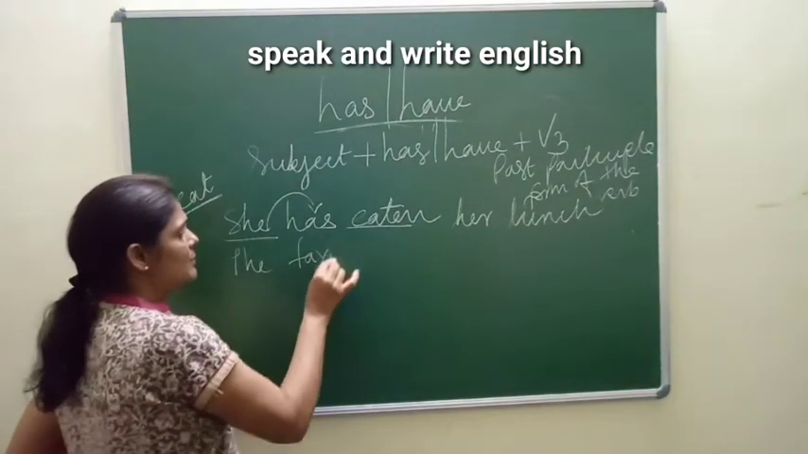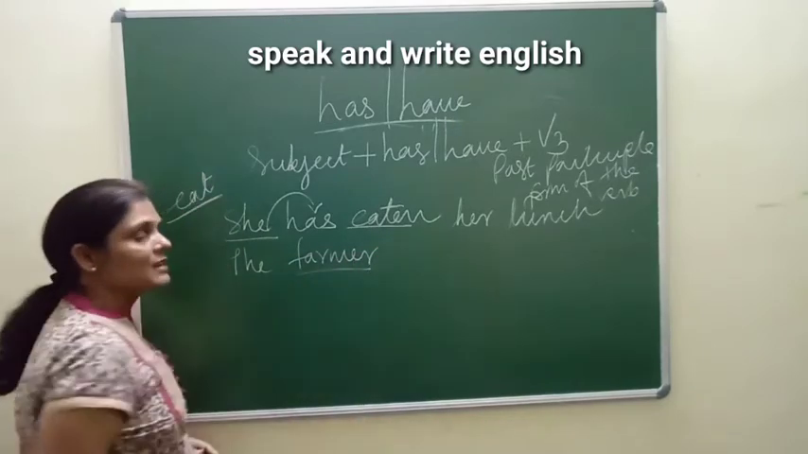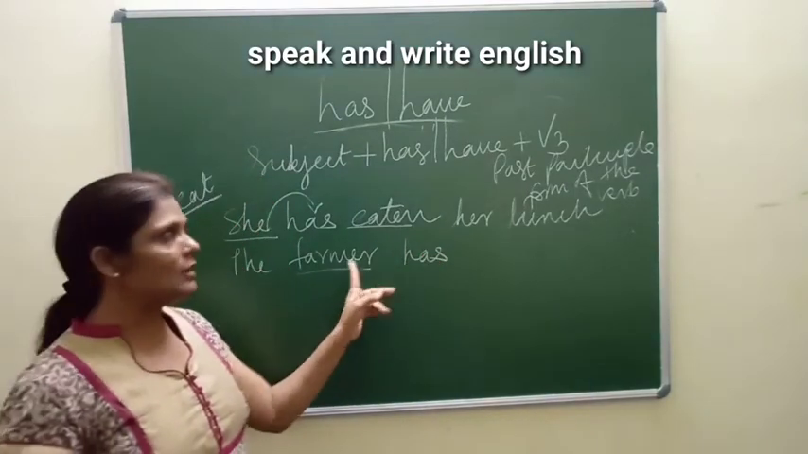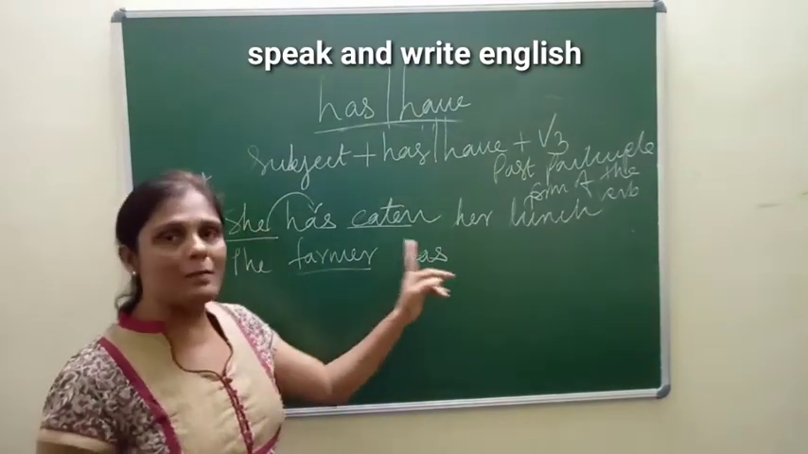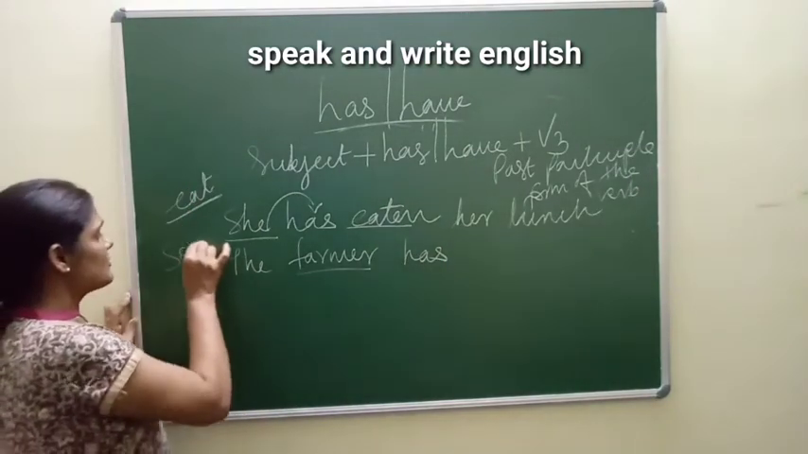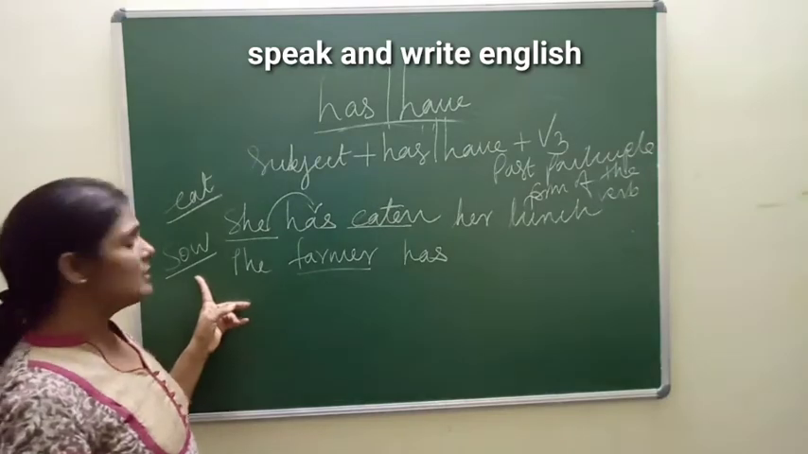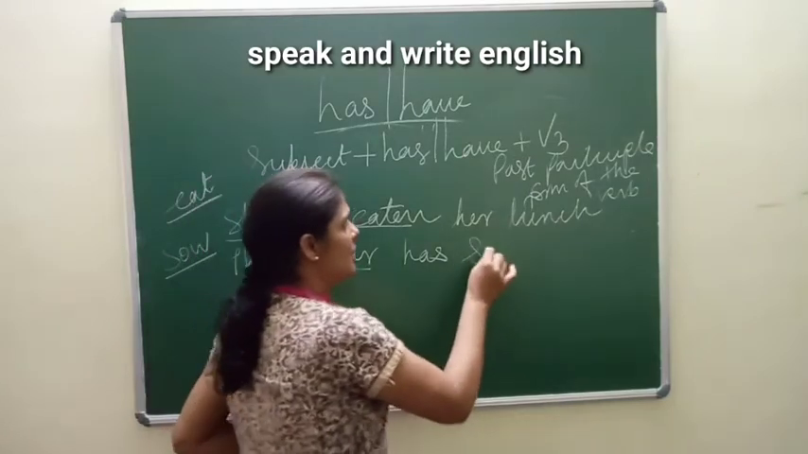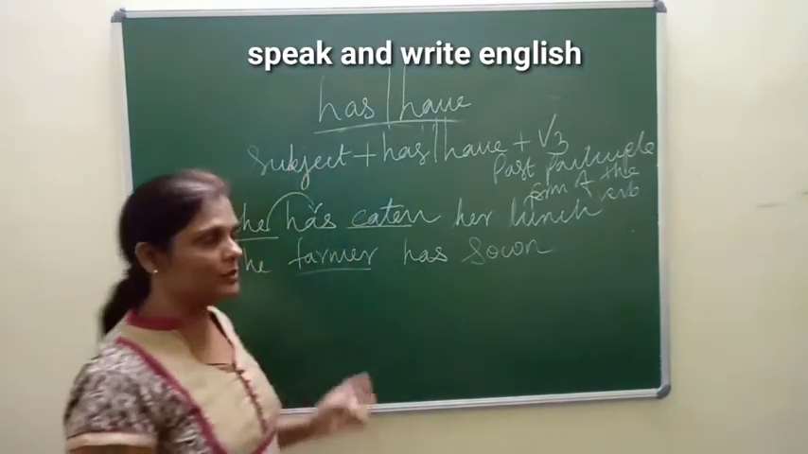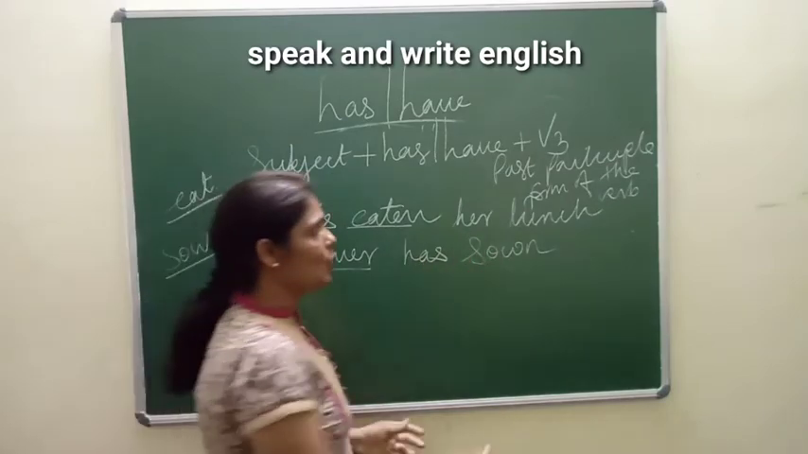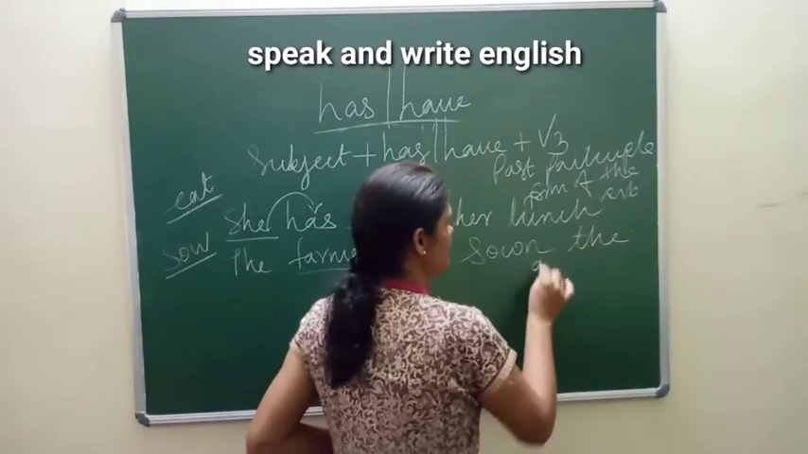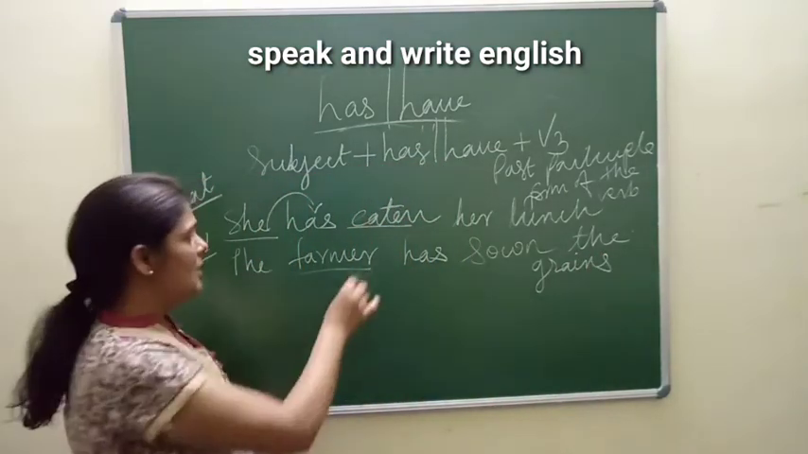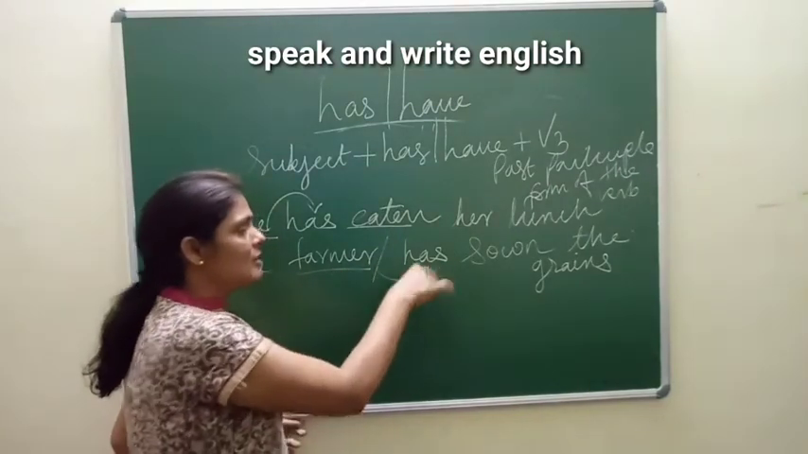The farmer, because the subject is there in the singular, I have to make use of has. The farmer has, make use of the verb sow. And the past participle of the verb sow is sown. S-O-W-N, sown. The farmer has sown the grains. Farmer, singular subject, make use of has.